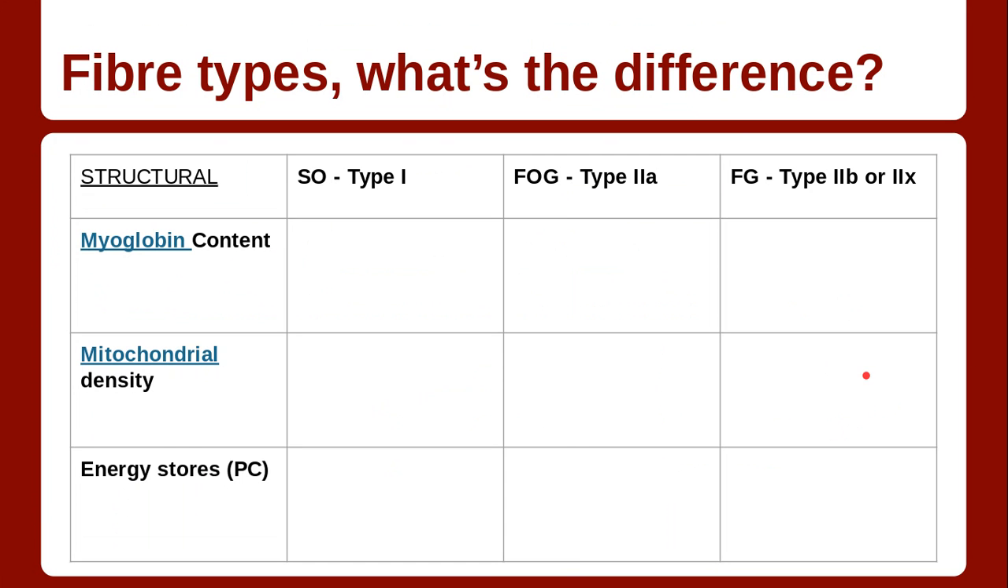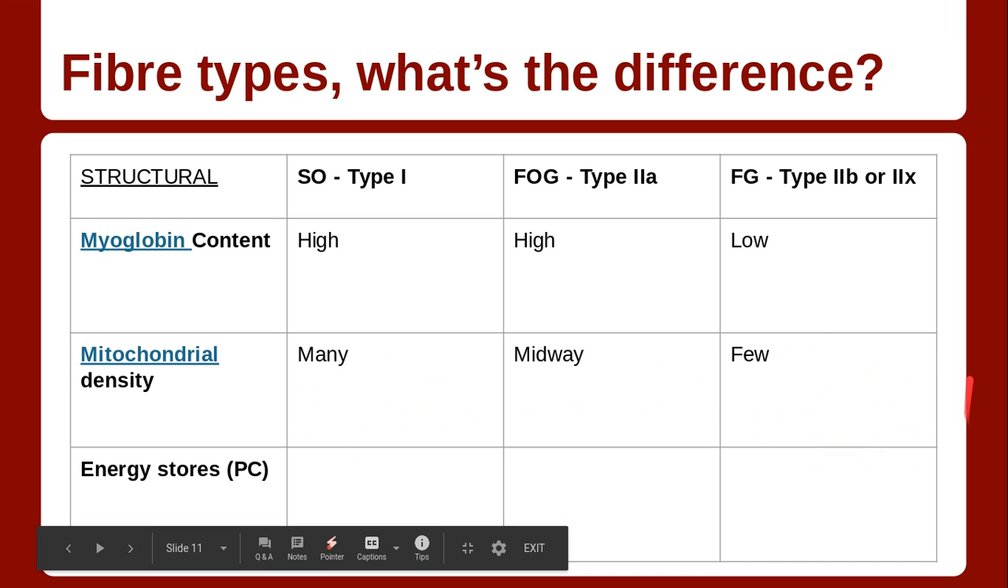So, in terms of our structural adaptations, carrying on, myoglobin we associate with aerobic activity. Our type 1 fibers are high in myoglobin content. Our fast oxidative are also high in myoglobin content because they've got their endurance quality, whereas our type 2X are low in that myoglobin content. Similar with our mitochondria, again we're thinking about that oxygen carrying capacity. We've got lots of mitochondria in our type 1 fibers, midway in our type 2A, and then very few in our type 2X.